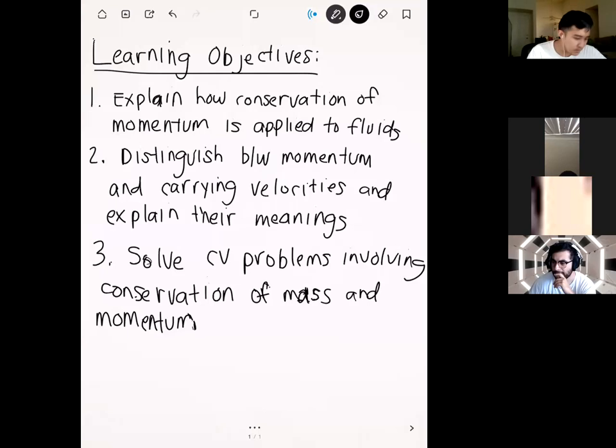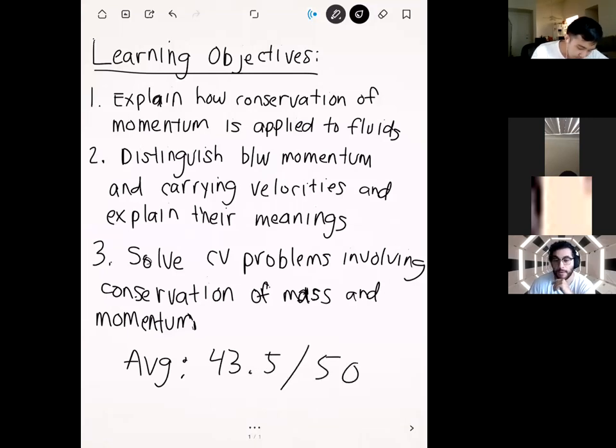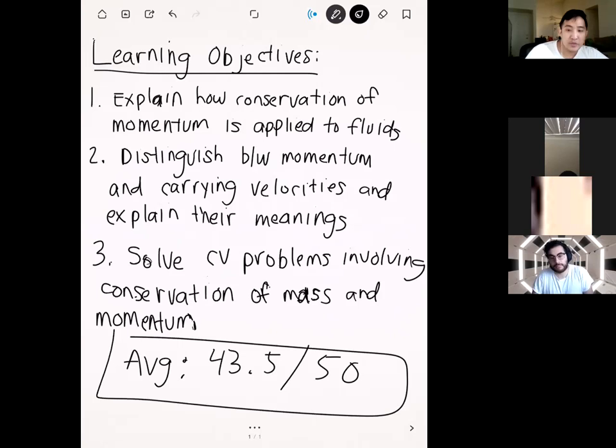Okay, so let's talk statistics. You did really well on the exam. The average was 43.5 out of 50. So you did really, really well. Some people got 100%, but otherwise the average was really high. So I'm really happy with how you did on the exam.